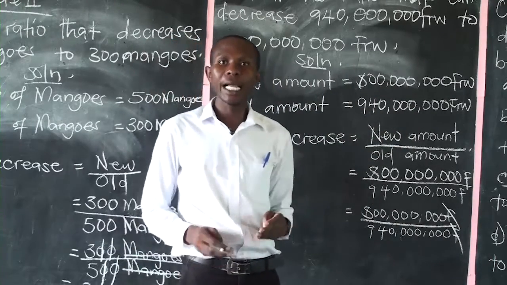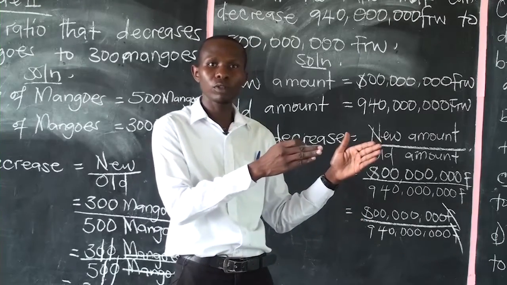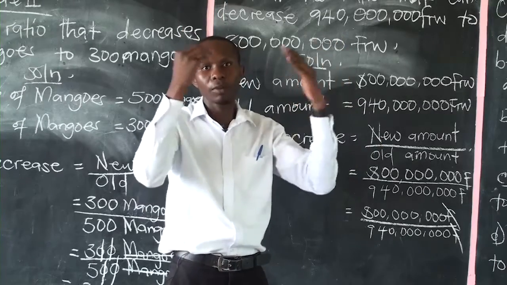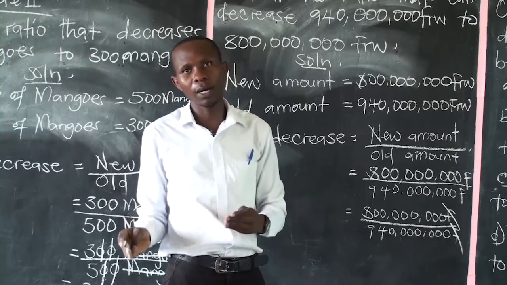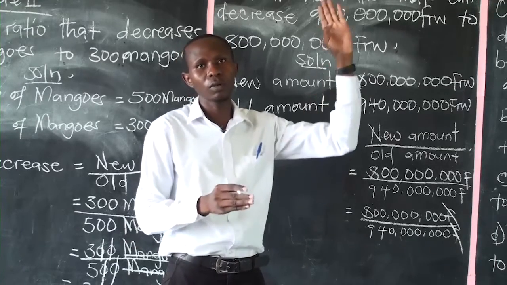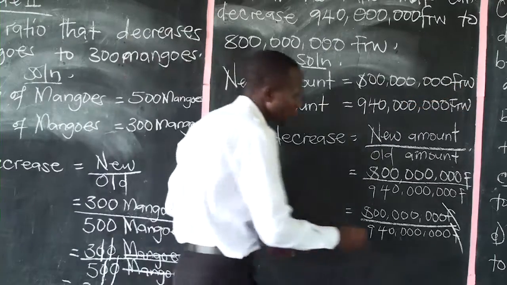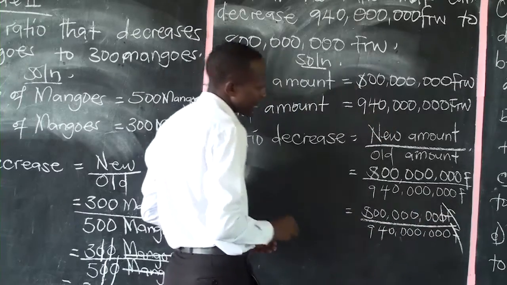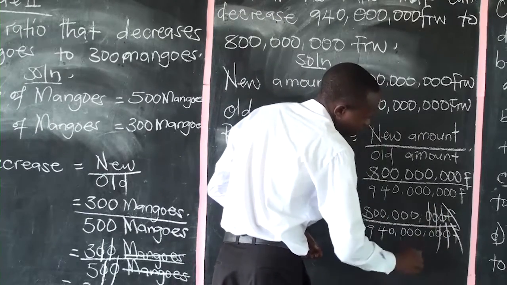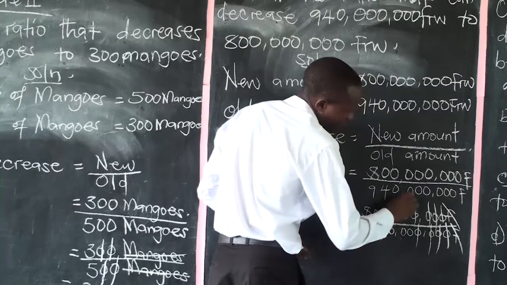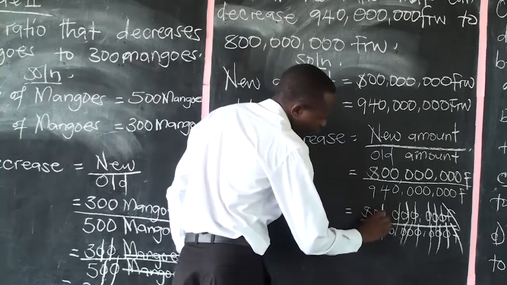Remember I told you in previous lessons that whenever you cancel a zero from a denominator, you have also to cancel a zero from a numerator. As you cancel from a numerator, you have also to cancel from a denominator, one at a go. Don't cancel three in a numerator, then one in a denominator. No, it's not allowed. So we say this zero goes with this zero, and so on for each pair.